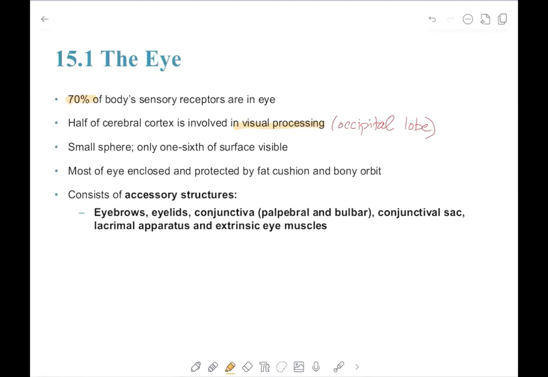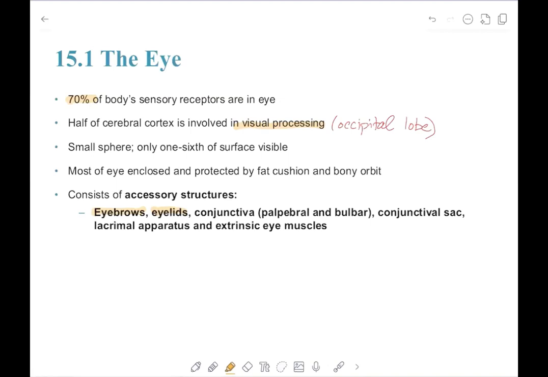The accessory structures of the eye include things like the eyebrows, which help to shade the eyes from sunlight and prevent sweat from trickling down into the eyes. The eyelids are technically called palpebrae, and they're separated by the eyelid slit, which is called the palpebral fissure.